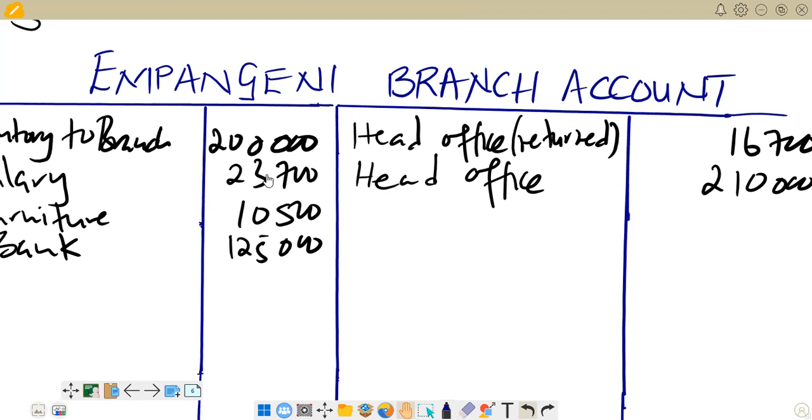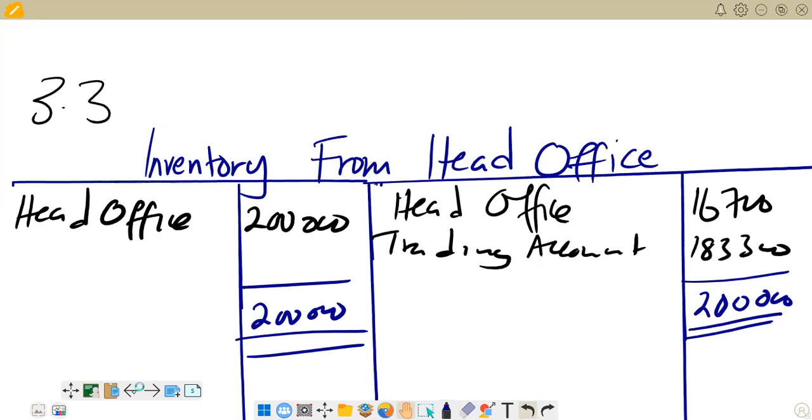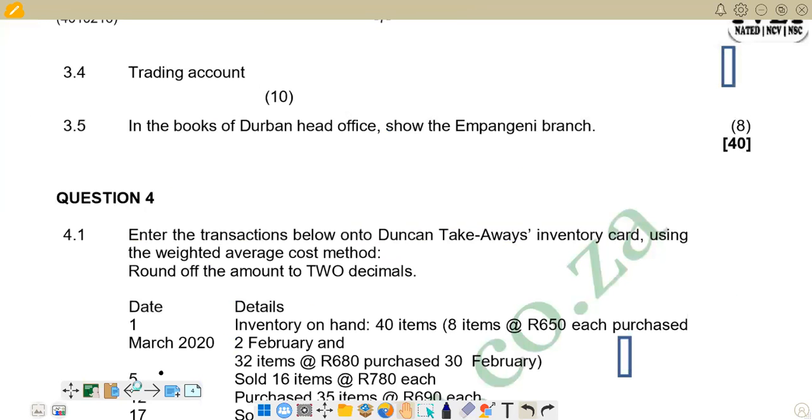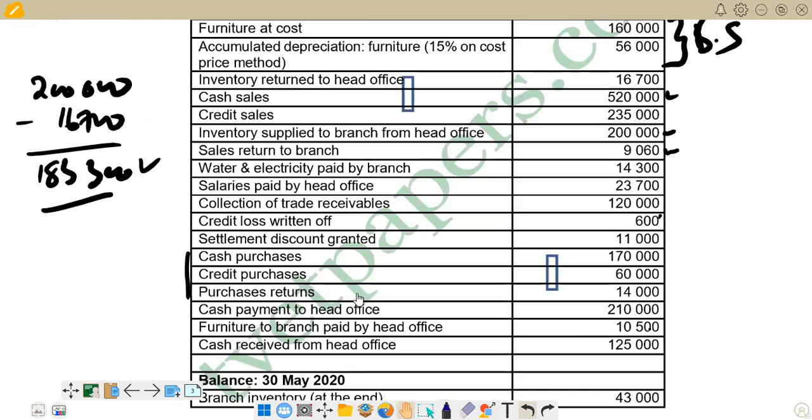So we can move on to the last one, which is the Impangen branch account. This is the information that we have. But if you look at this information, we omitted the balance at the beginning, which is the balance BD. We go back to the question to check what we have for that balance.